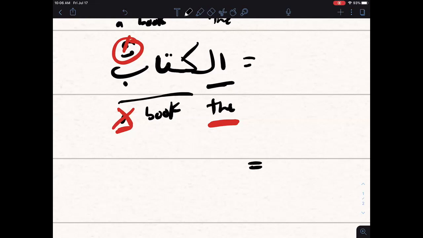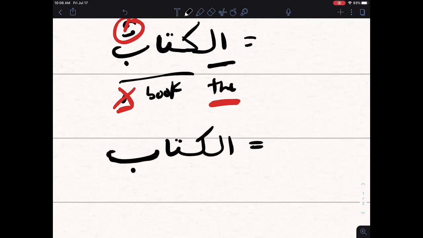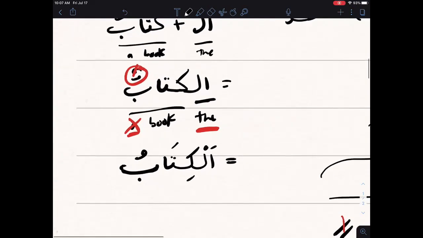I know somebody gave me the answer. Where did it go? I think I lost it. Anyway, someone gave me the answer, said kitabun. So everything was there, and the only thing we have to do is remove the tanween. So what are we left with? Al-kitab. What goes here? Al-kitab what? Bu. That's it. Al-kitabu. You see what's going on?